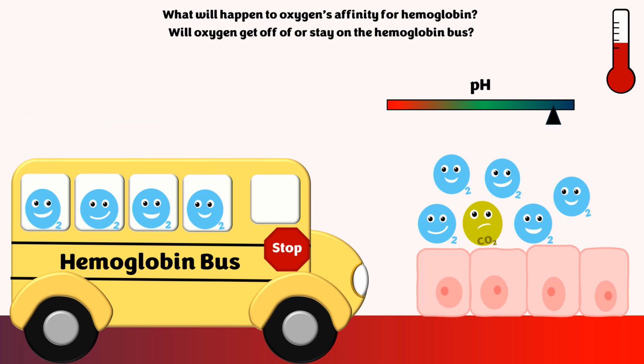So with all of these factors in place, that is a lot of oxygen in the tissues, a high pH, and a relatively lower temperature, the oxygen on the hemoglobin bus is basically going to bypass this tissue and go find some other tissues where maybe the oxygen will then want to get off the bus. So let's do that.